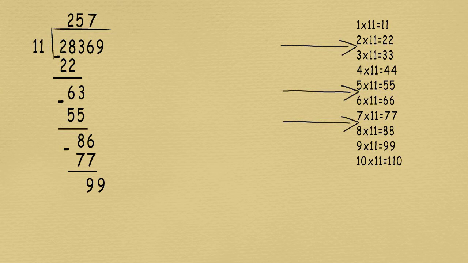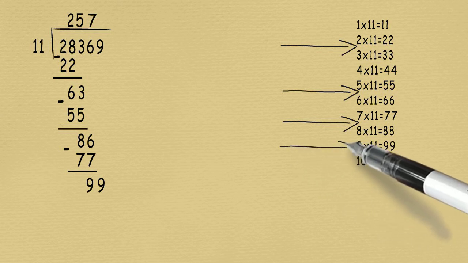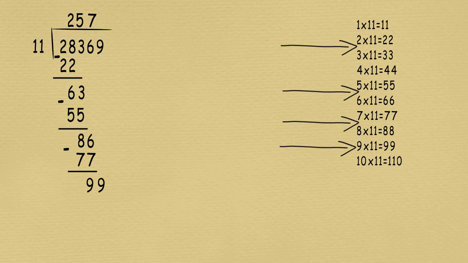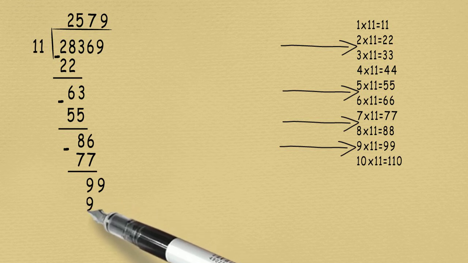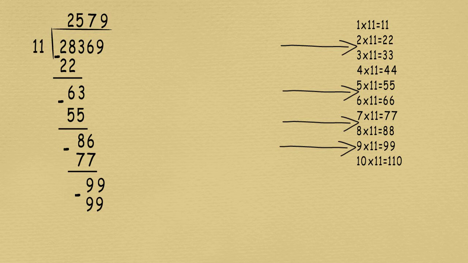And again, we're going to repeat the same step, which is to squeeze the number 99 in between two numbers by looking at the multiplication table. But I can see that the number 99 is precisely 9 times 11 equals 99. So I'm going to choose that expression, and I'm going to write down 9 on top of the division house. And I'm going to write down 99 right underneath the number 99. And when I perform a subtraction of these two numbers that are equal, I get 0.